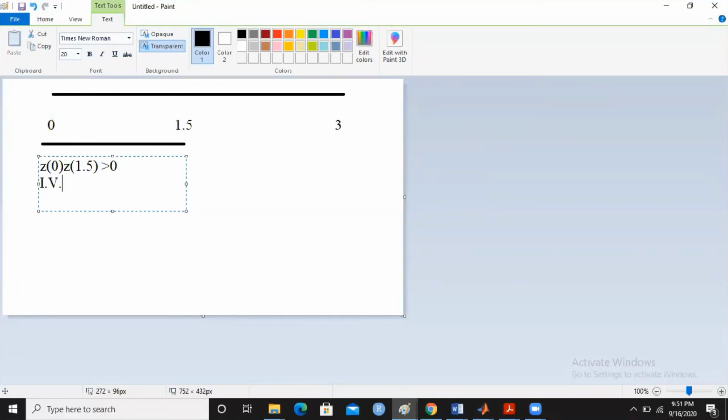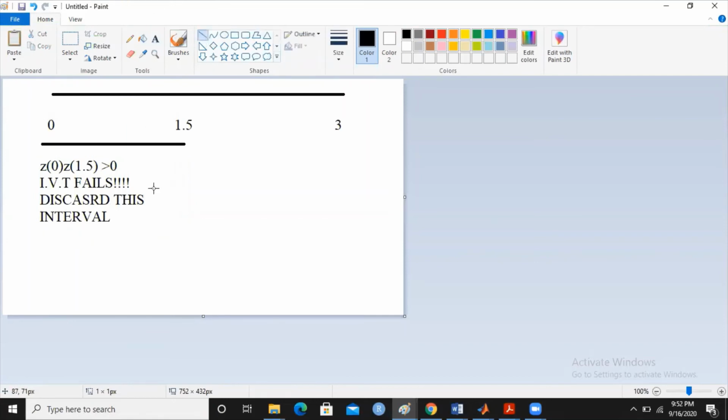The intermediate value theorem said that the product of the functional values at the boundaries must be less than 0. I repeat, the product of the functional values at the boundaries must be less than 0. Here it contradicts the intermediate value theorem. So I will say the intermediate value theorem fails. So discard this interval. This is not the desired interval. Discard it. Now go to the next part.